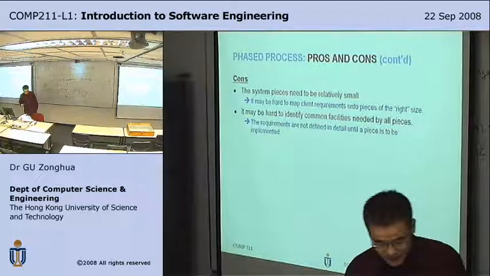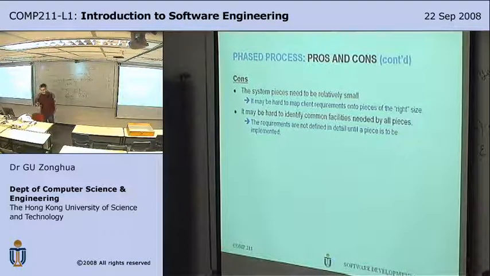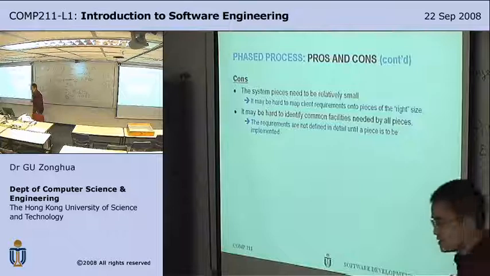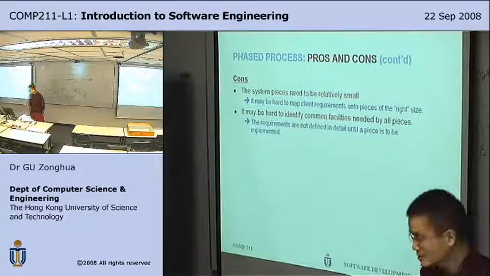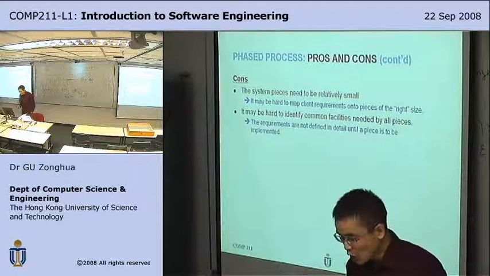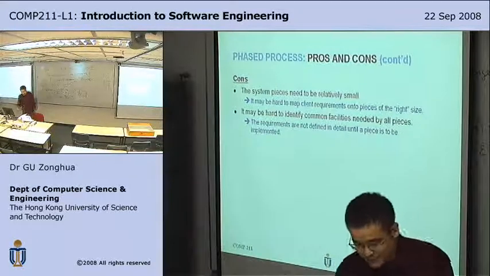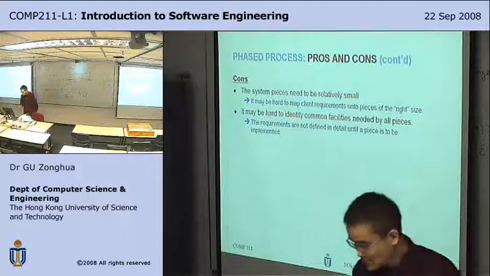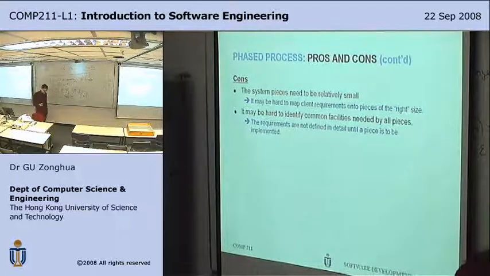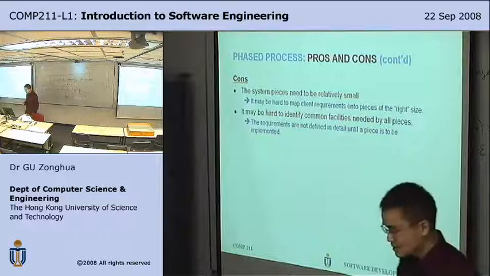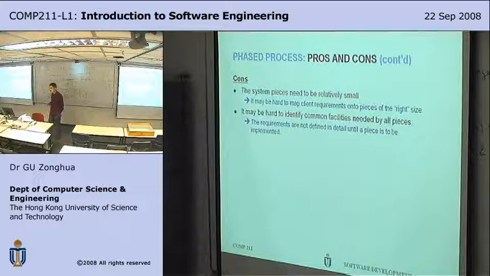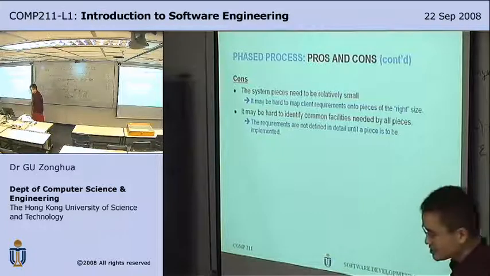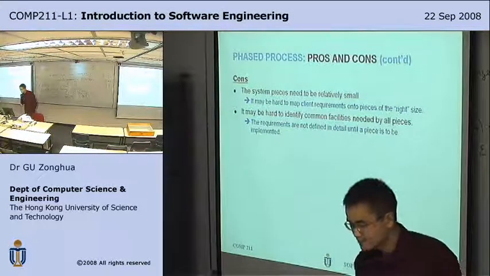You need to kind of cut up the requirements into small pieces and give to the user one piece at a time. So sometimes it can be hard to cut up the requirements this way. So maybe hard to identify common facilities needed by all pieces. That is, common facilities means the underlying services used by your application, perhaps say messaging middleware is one facility, perhaps used by all application components or modules.